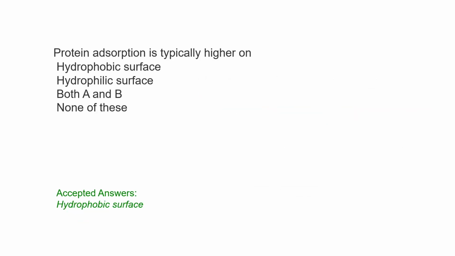Now this was the next question. Protein adsorption is typically higher on. The correct answer here would be hydrophobic surface. The protein is more able to interact with the hydrophobic surface and gets adsorbed than on the hydrophilic surface.